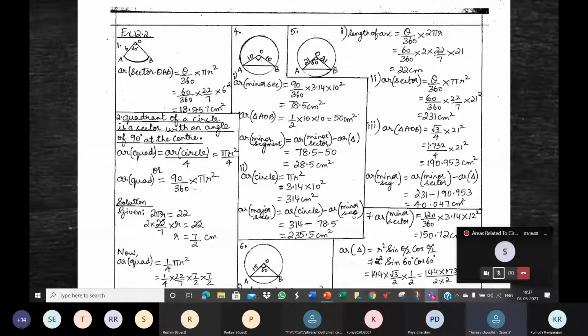Ma'am? Yeah, tell me. Ma'am, how do we know that the chord AB is equal to the radius? How do we know that the chord AB is?